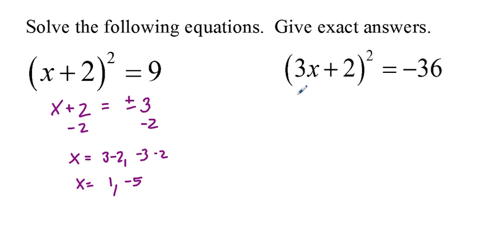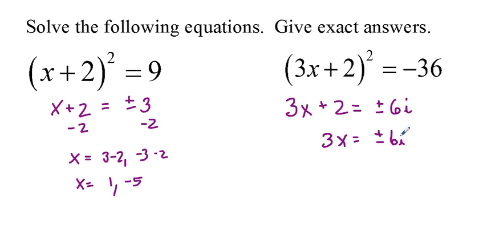All right, let's try the same thing over here. 3x plus 2 equals, this time I'm taking the square root of negative 36, so that's 6i. Remember, I have two answers, plus or minus. My next step is to subtract 2 from both sides, so 3x equals plus or minus 6i minus 2. And my last step is to divide by 3. So x equals plus or minus 6i minus 2 all over 3.